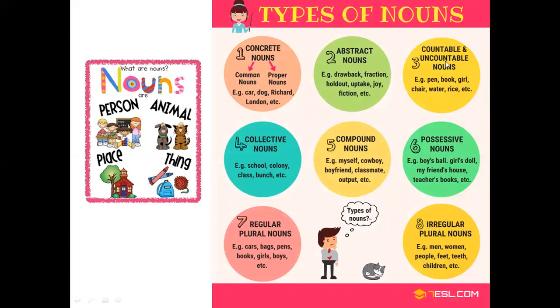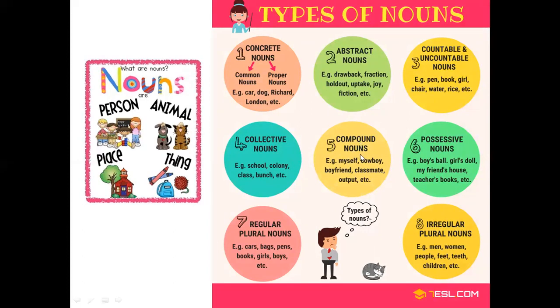Next one, countable and uncountable nouns. Countable means that we can count one by one, and the other one is uncountable or mass nouns. Number 4, collective nouns. Can you remember collective nouns? Examples: a school of fish, a colony of ants, a bunch of bananas, a bunch of flowers, likewise.